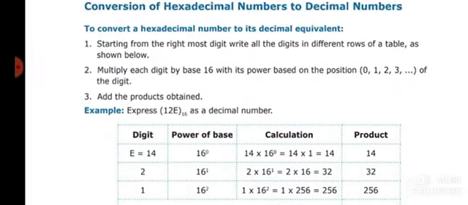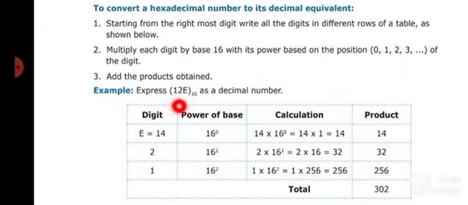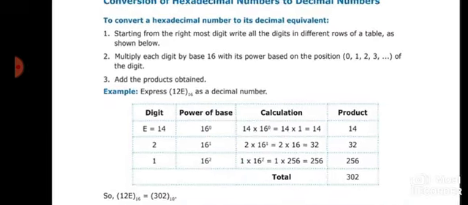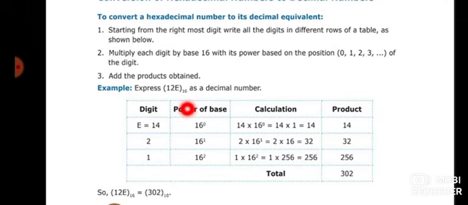सो लेट्स सी. हियर हमने यहाँ पे 1 2 E बेस 16 एक हेक्साडेसिमल नंबर लिया है. इसे हमें डेसिमल नंबर के अंदर कन्वर्ट करना है. तो कन्वर्ट करने के लिए हम एक टेबल बनाएंगे. अगेन हम 4 कॉलम्स लेंगे: डिजिट, पावर ऑफ बेस, कैलकुलेशन एंड प्रोडक्ट. नाउ अब हमारा यहाँ से हम नंबर लेंगे राइट टू लेफ्ट.